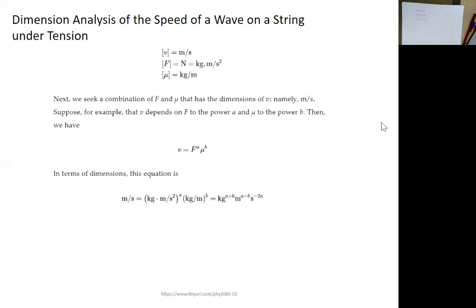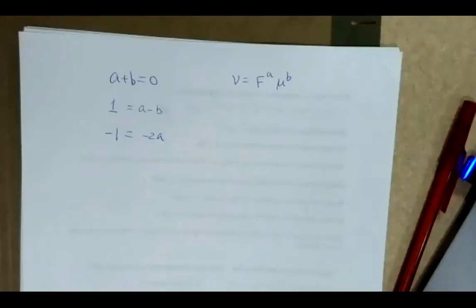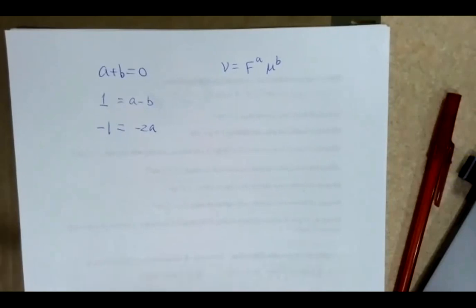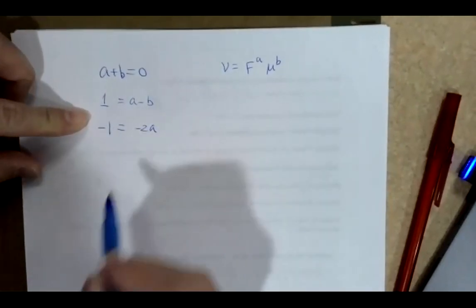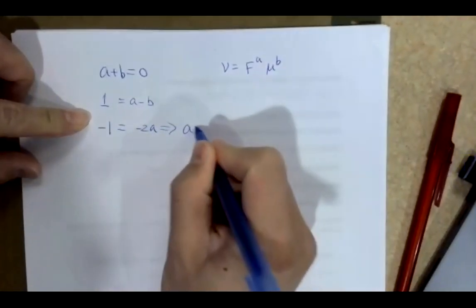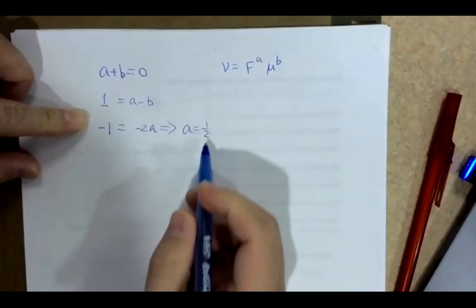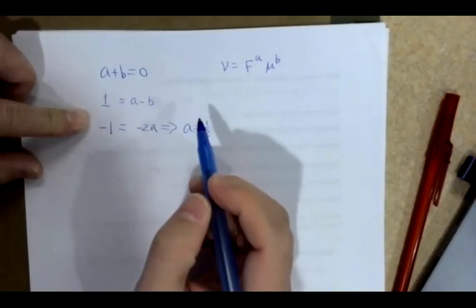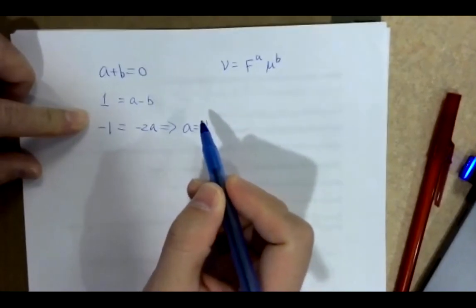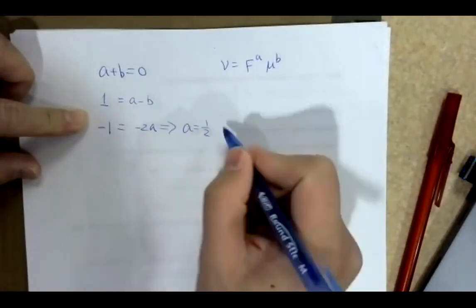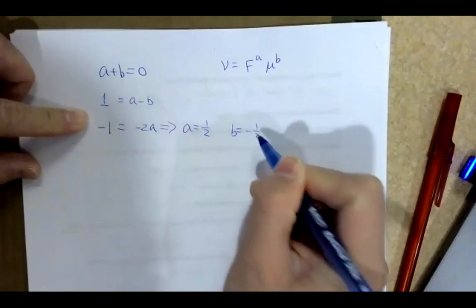All right. And then we have V equals F to the power A times mu to the power B. That's our hypothesis, our theory. You can solve for A and B from here. From this one, it tells you A is equal to 1/2. You can take this back into either this one or that one. Then that's going to tell you B is equal to minus 1/2.